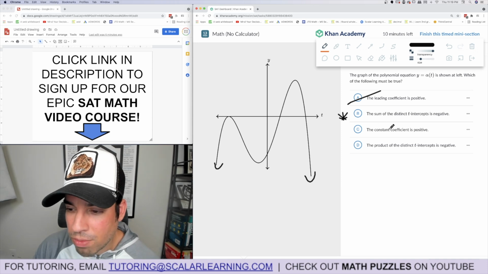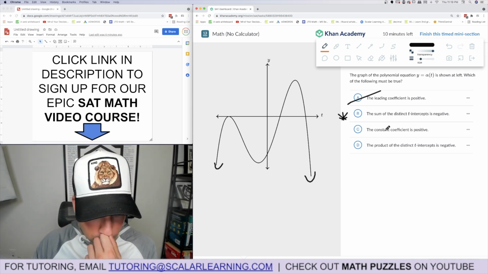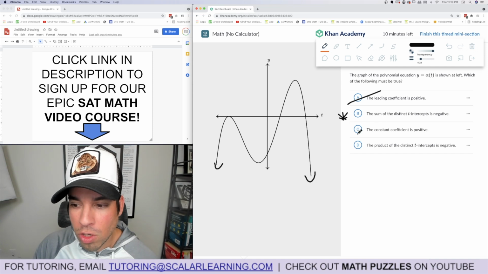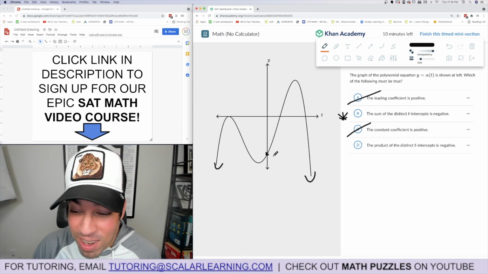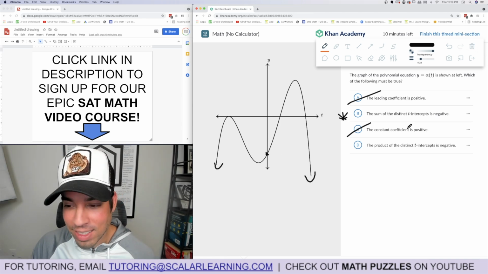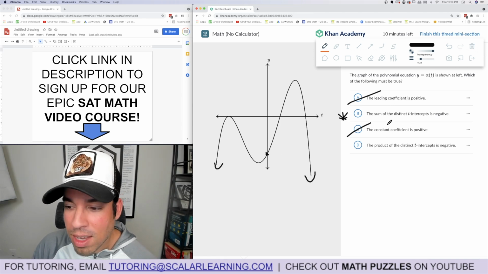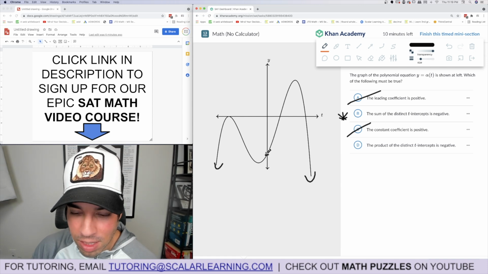The constant coefficient is positive. No, that's wrong because this is not realistic, but I know what they're asking. I just don't think it's going to be on the test. The constant coefficient would be negative because that's the y-intercept.